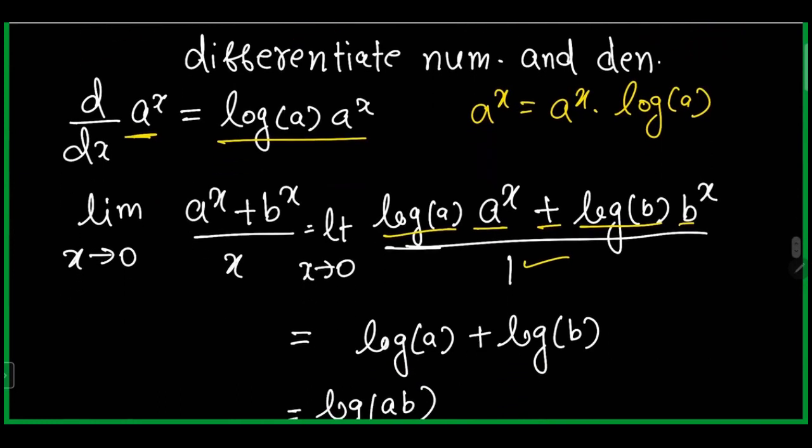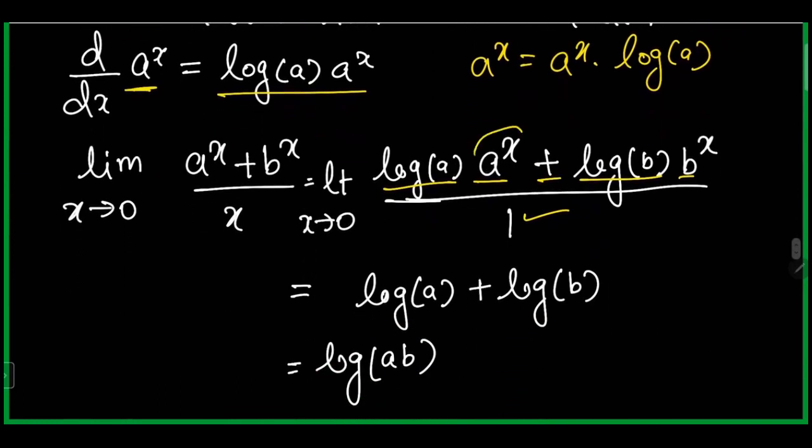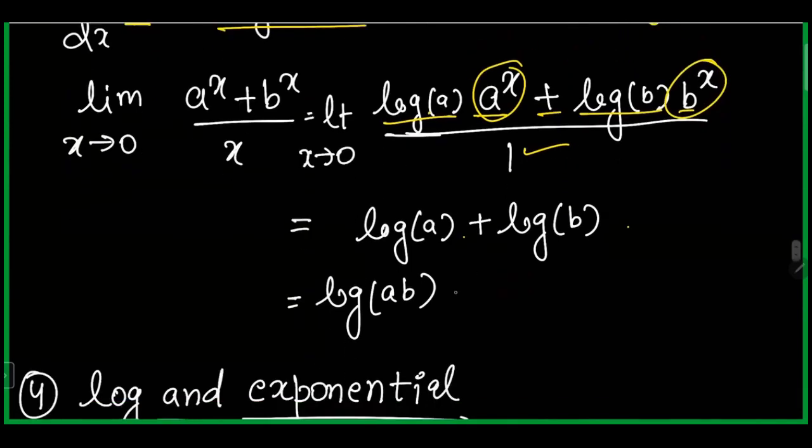Now you can easily put the value 0. So if you put the value 0, a raised to power x will become 1, and b raised to power x will also become 1. So you will be left with log a minus log b, which is nothing but log of a by b. So, using L'Hospital's rule, you can find these kinds of limits.